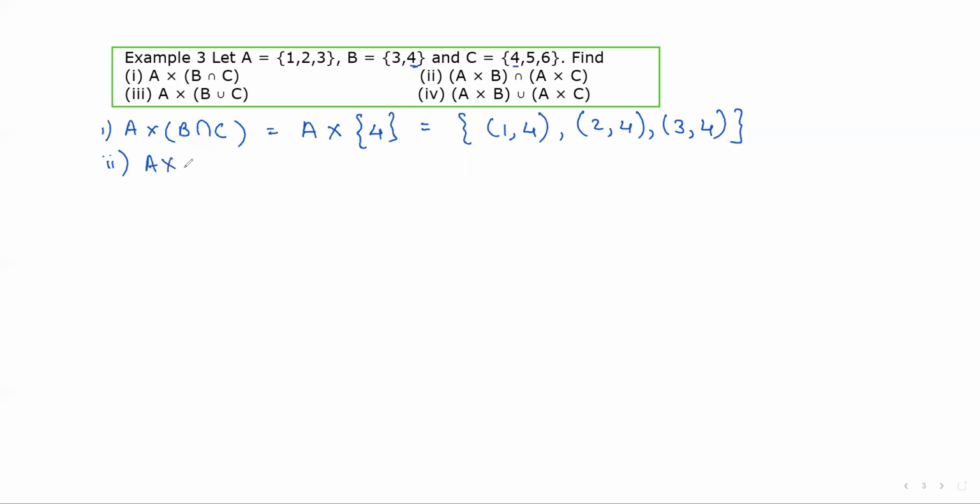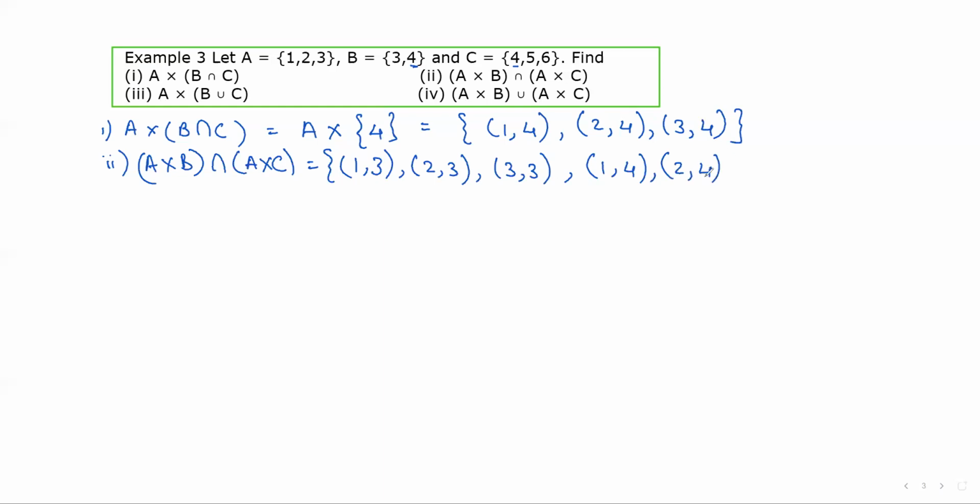Second, (A cross B) intersection (A cross C). Now, what is A cross B? All the elements of A and B which can form ordered pairs over here: (1, 3), (2, 3), (3, 3), (1, 4), (2, 4), (3, 4).